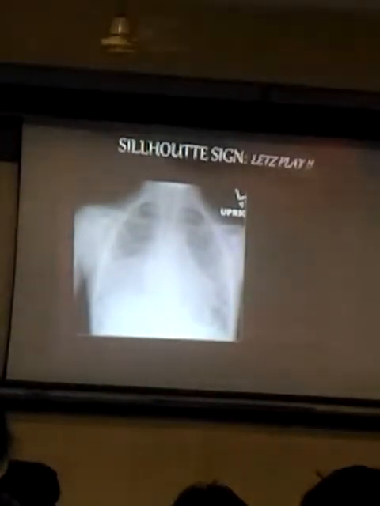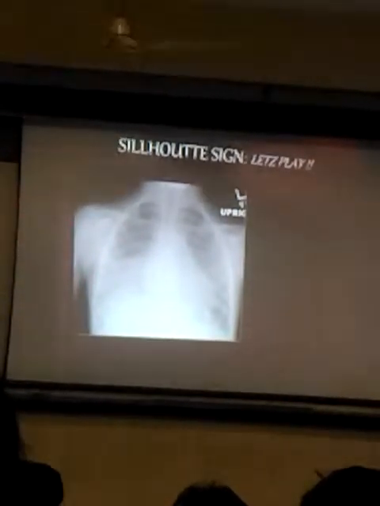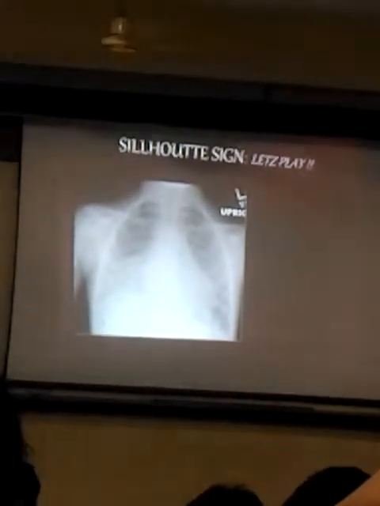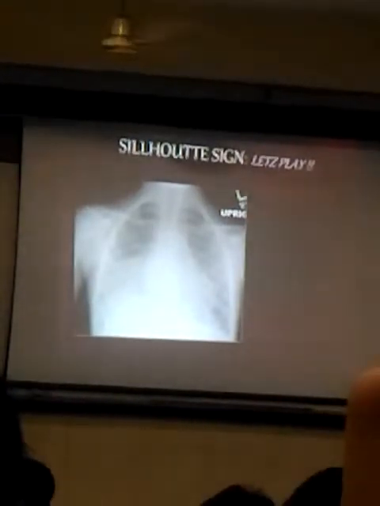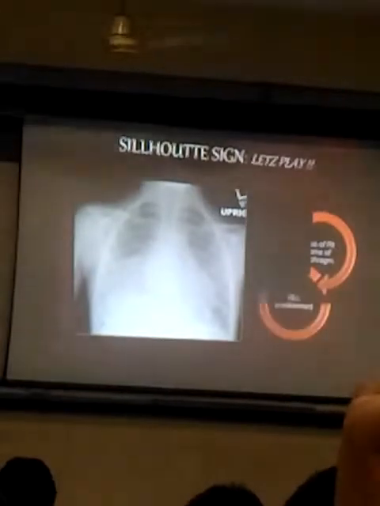In spite of there being an obvious opacity in the right lower zone there, through this opacity you are very well able to see the right heart border. When the right heart border is well seen, the disease is not located in the middle lobe. Then where is this disease located? Excellent. What can I say?